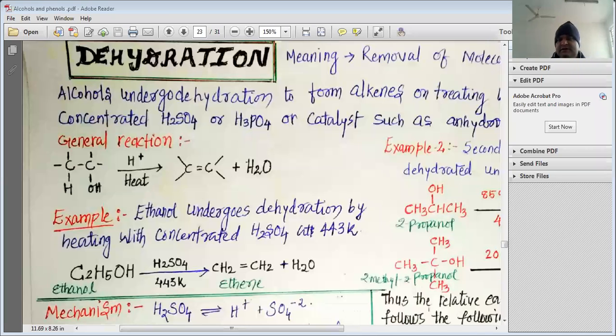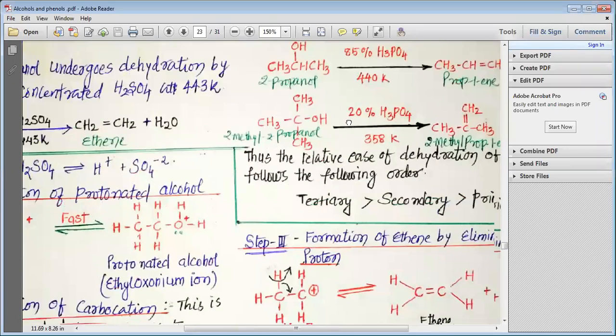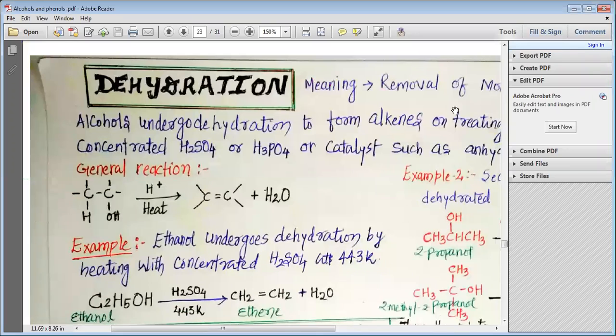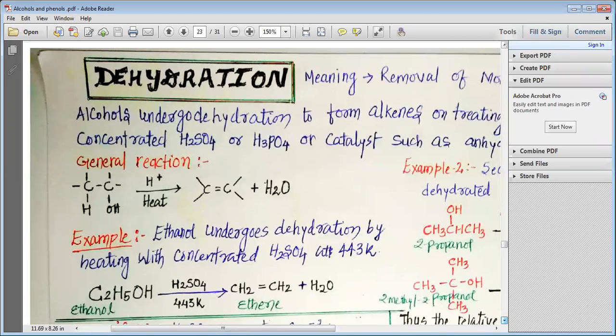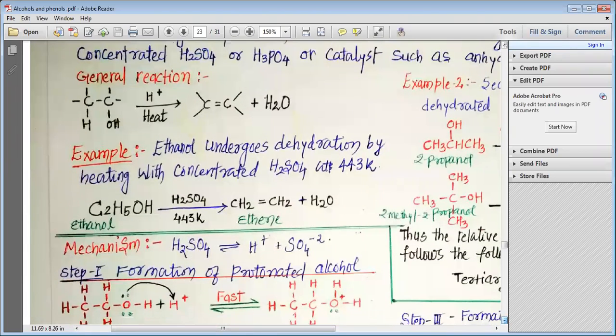Okay, my dear students, we are just going to start studying further. Yesterday we have seen a few of the very important points. Let me tell you that dehydration is the removal of a water molecule from alcohol. So here we are going to study the dehydration of alcohol.